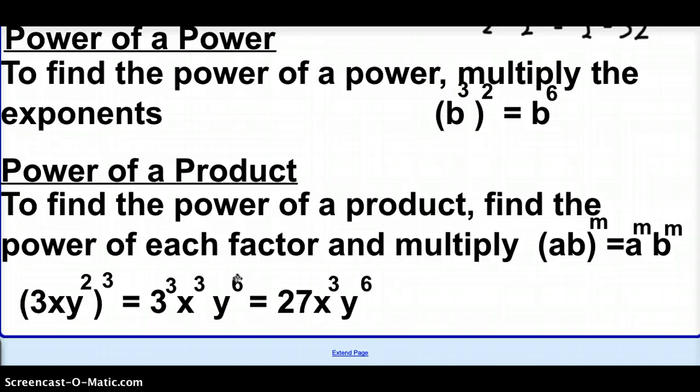Now we just simplify as far as we can. Well, we know 3 to the third power is 27. Again, that's 3 times 3 times 3. And then x to the third power, y to the sixth power. We can't combine those anymore because they're not like terms. But we will be finished then with this answer, 27 x to the third, y to the sixth.